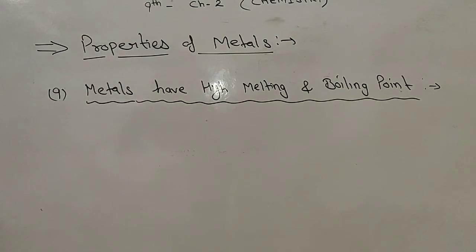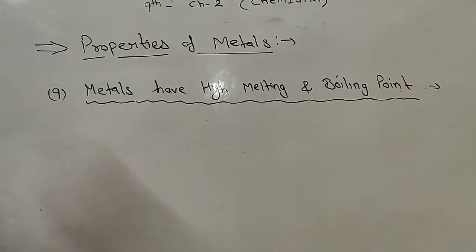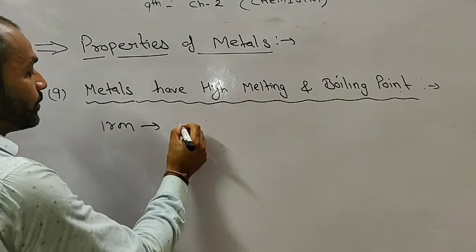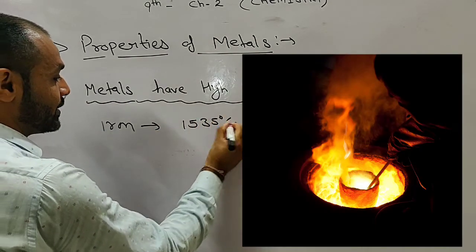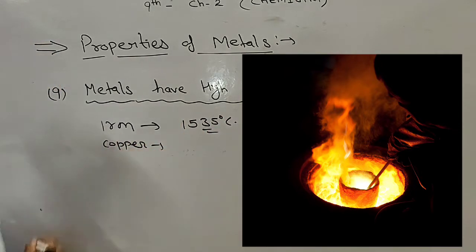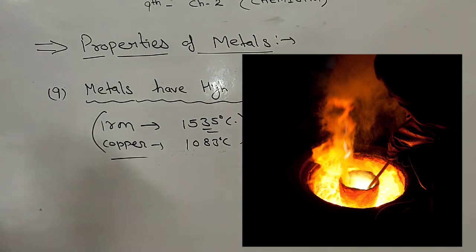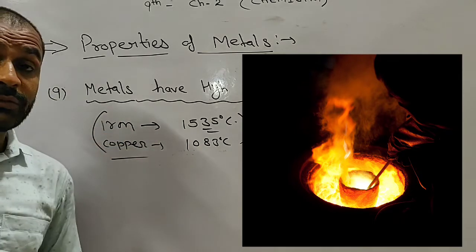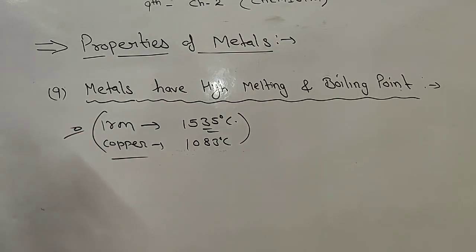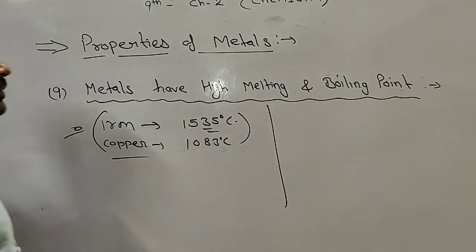So the next property is metals have high melting and boiling points. So mostly metals have high melting and boiling points. Like iron has a very high melting point, that is 1535 degrees Celsius, very high. And copper also has a very high melting point, like 1083 degrees Celsius. So they are very hard metals and they have very high intermolecular forces of attraction. Due to this reason they have very high melting and boiling points. But not all metals have very high melting and boiling points. Some exceptions are always there.